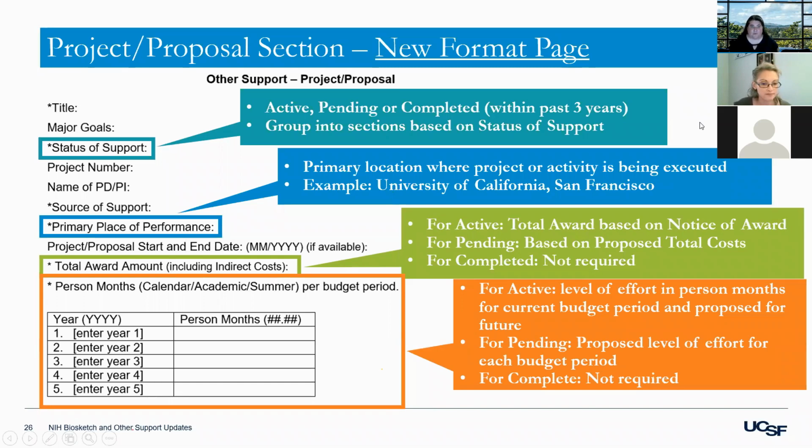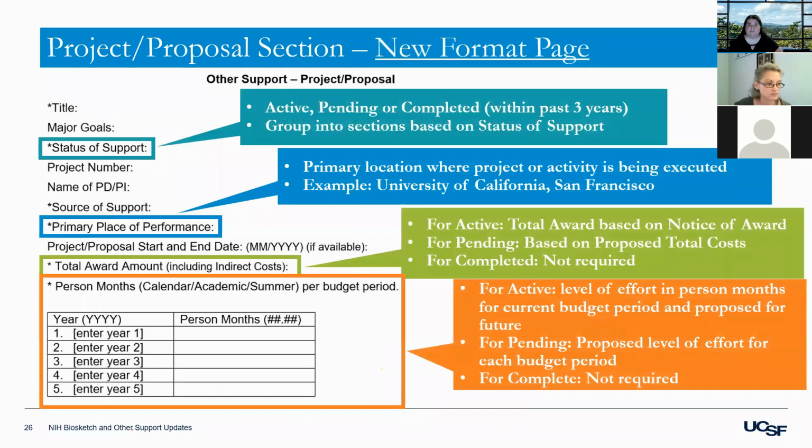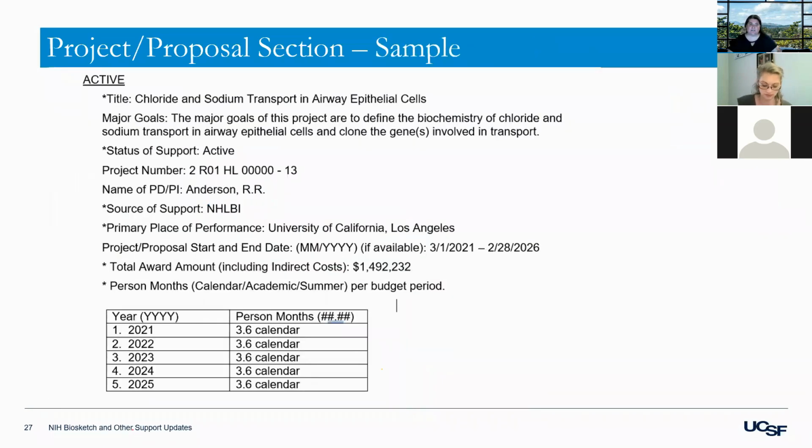All right, so I'm going to move on to my next slide then, and we're still going to be talking about some of it. So here actually is the sample from NIH. This is just a screenshot of the sample they gave. You can see here their primary place of performance was just University of California, Los Angeles. It was not anything more detailed than that. They gave the dates, they gave total amount, and then calendar months for all years.